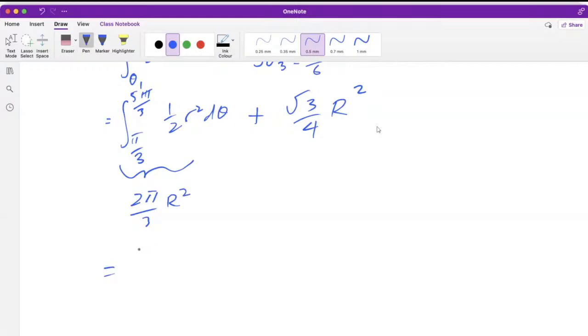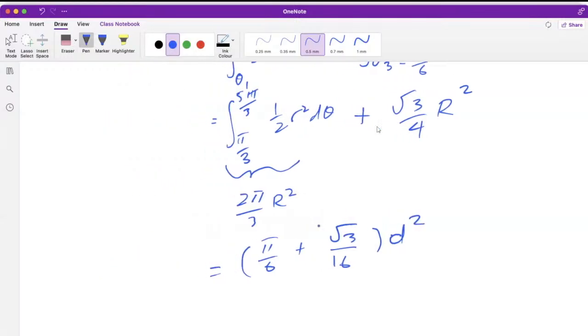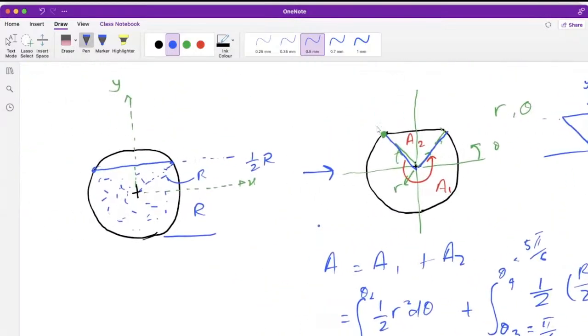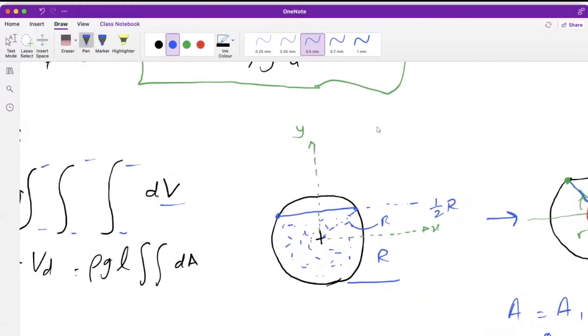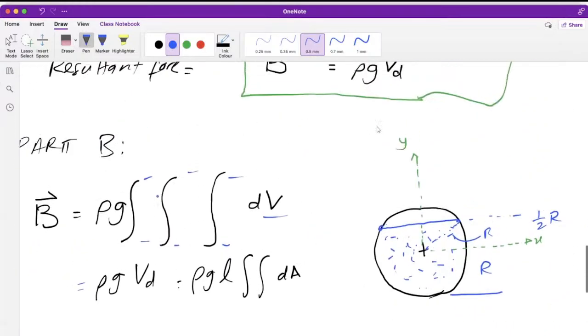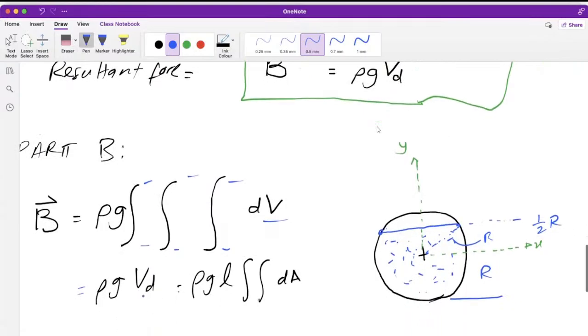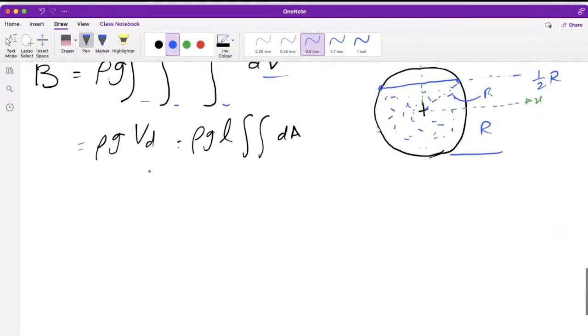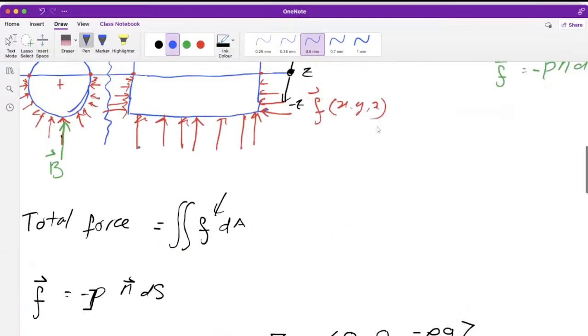I'm just going to skip this because it is 5 over 6 plus square root of 3 over 16 d square. So this is already, I convert from r to d square. This is the area that I get from my integration. Then plug in the area here, and then you have the length, so you get the volume here.